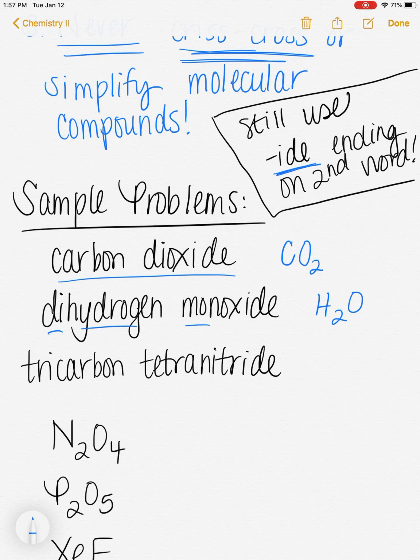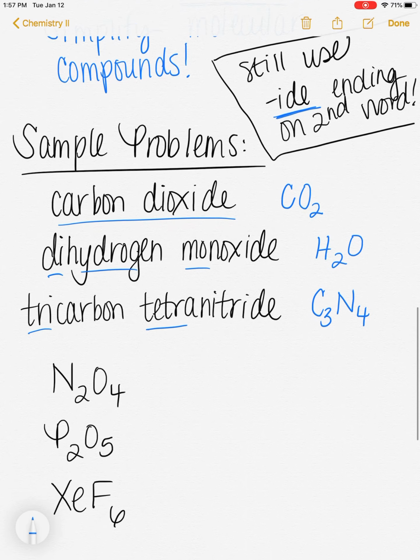So remember that the technical name for water is in fact dihydrogen monoxide. Sometimes you'll have compounds like water that have a common name, and then also the scientific name. Tricarbon tetranitride. So tri means 3, so I'm going to put a C3 for tricarbon. Tetranitride tells me that I have 4 nitrogens, so this will be C3N4.